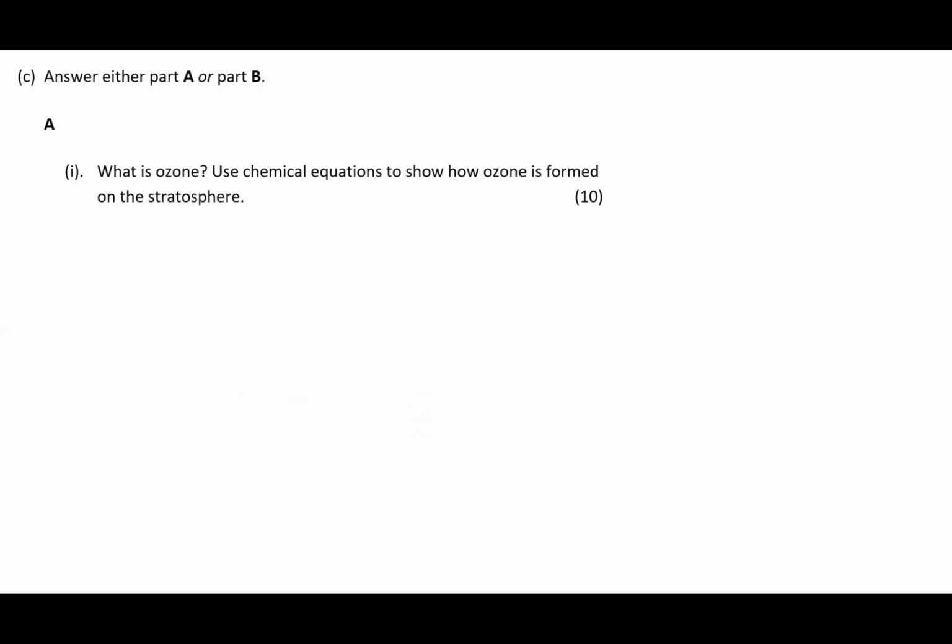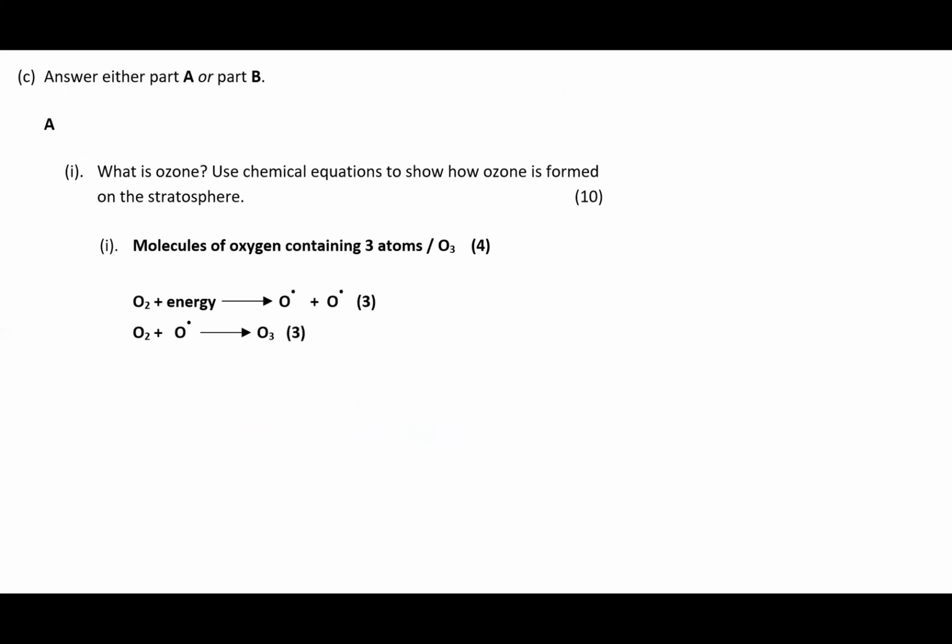And on to part C. So you have an option here, part A or part B. So part A is atmospheric chemistry. It asks about ozone. So what is ozone? And use chemical equations to show how ozone is formed in the stratosphere. Molecules of oxygen containing 3 atoms is what ozone is, O3, for 4 marks. Then the chemical equations, you have oxygen plus energy, gives you the 2 oxygen atoms or free radicals. One of those then will react with O2 to give you O3, which is ozone.